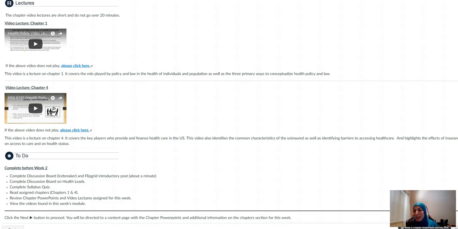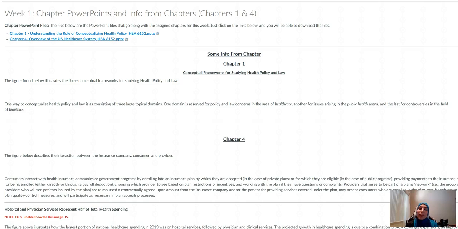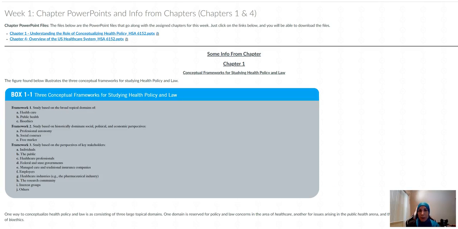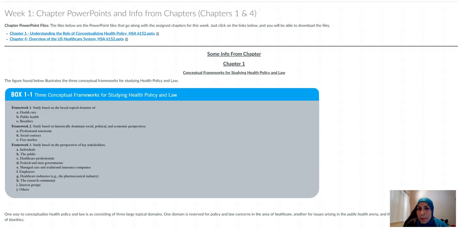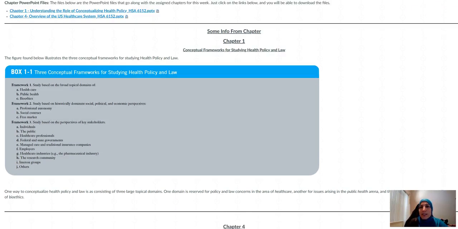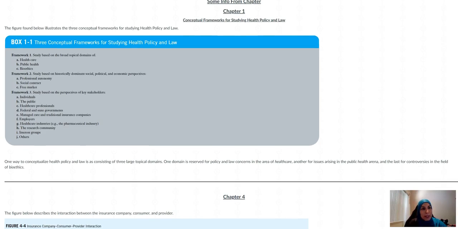Okay, so the next content page includes the PowerPoint presentations, as you can see all the way on the top there, that go along with the assigned readings. And then you'll find a section titled Some Information from the Chapter. Now, I don't go deeply into the section since I do have the video lectures for the assigned readings, which cover the topics in this section, but I really briefly go over it in the weekly introductory videos. So let's just go through this pretty quick.